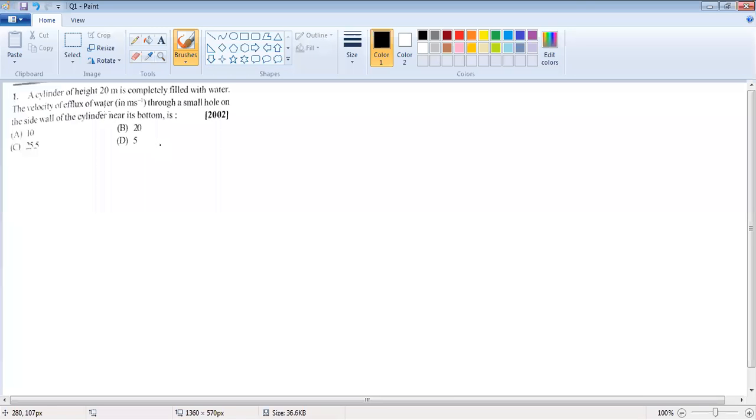So let us discuss this question here. A cylinder of height 20 centimeter is completely filled with water. The velocity of efflux of water through a small hole on the side of the cylinder near the bottom is. This is on the basis of Torricelli's theorem.